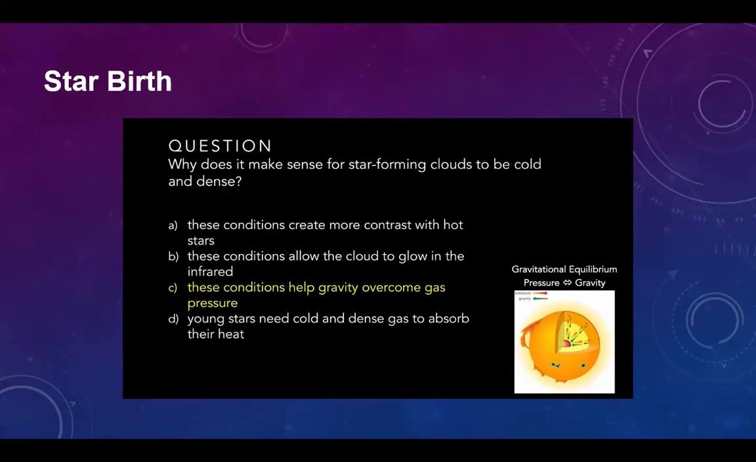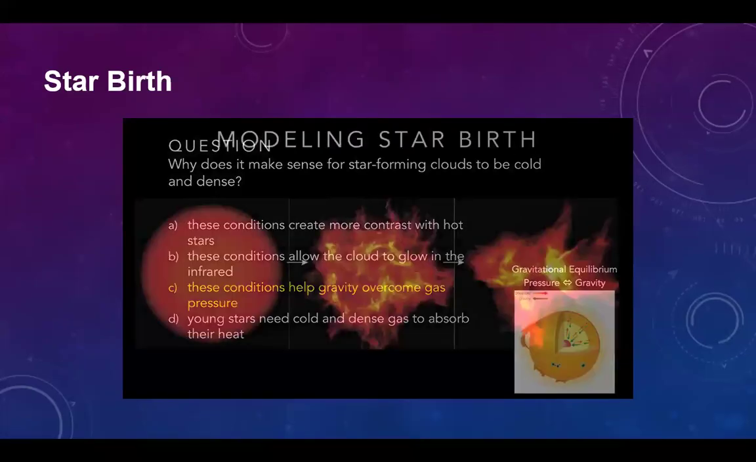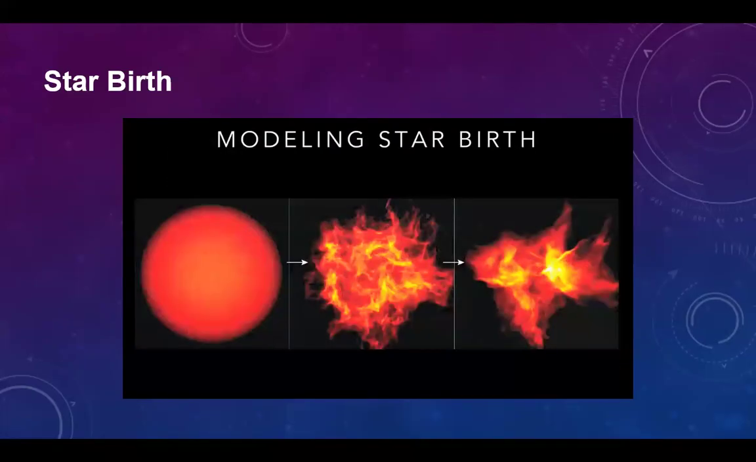Dense gas clouds tend to mean stronger gravity, while cold gas tends to mean weaker pressure, so cold and dense clouds are more prone to gravitational collapse. This brings us to the idea of modeling star birth, in which we use the laws of physics to predict what should happen in a cold, dense molecular cloud.